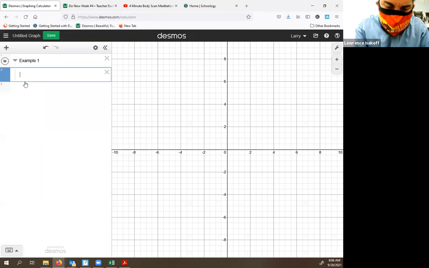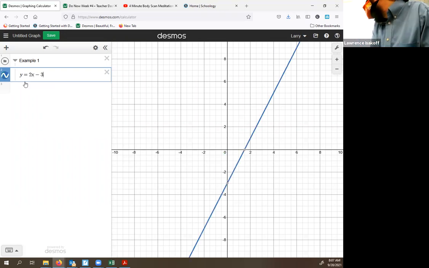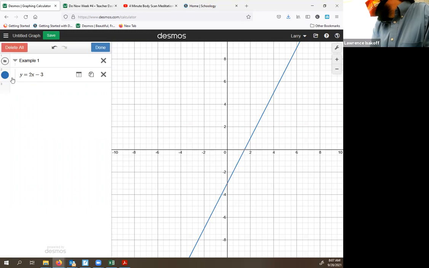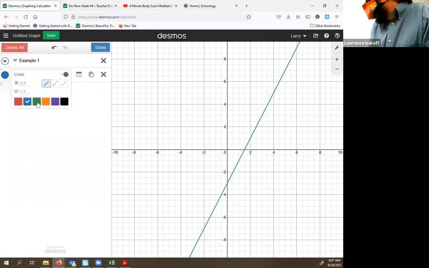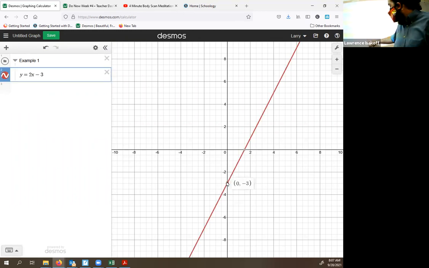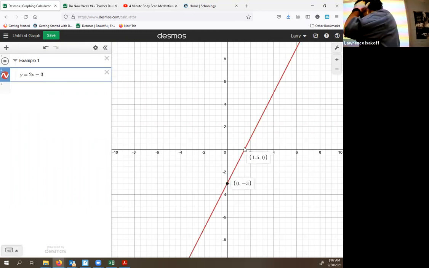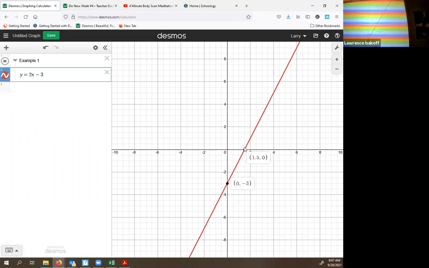Inside of example 1, I start with graphing y equals 2x minus 3. That was the first equation. Now, I graphed that in red, so I can change it to red in here. So I can get critical points from Desmos. If you're graphing this with Desmos, I want you to tell me 2 critical points of the line. So I could find the x and y intercept very easily.